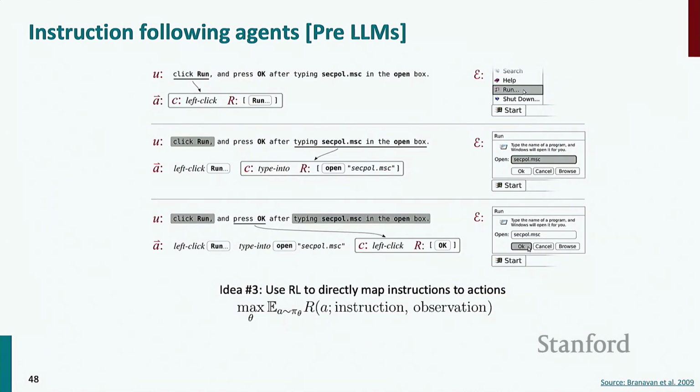The third idea, which is maybe the first one that comes to mind if you see a setting like that, is to use reinforcement learning directly. And what people did there was to use RL to directly map instructions into actions. So I'm going to learn a policy that outputs actions that maximize some reward, which is conditioned on my natural language instruction and the observation. And this reward could be sparse, which is, I carry out the entire task and then my environment tells me if I achieved the task or not, or it could be something that I obtain after each step.